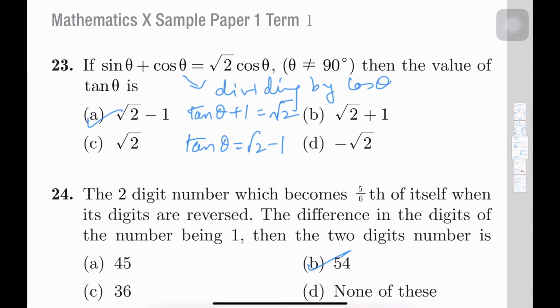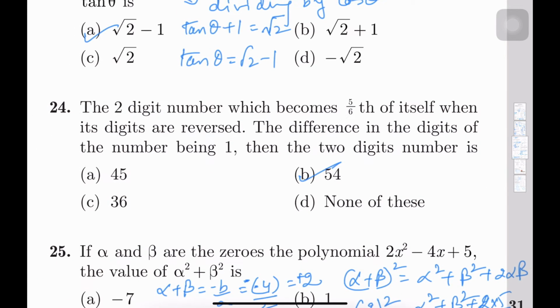The 23rd problem, you are getting that if sin theta plus cos theta is equal to root 2 cos theta, theta is not equal to 90 degrees, because if it is equal to 90 degrees, this becomes 0. What will you get as the value of tan theta here? So dividing this equation throughout by cos theta, what do we get? Tan theta plus 1 is equal to root 2. So tan theta is equal to root 2 minus 1. Therefore A is the option.